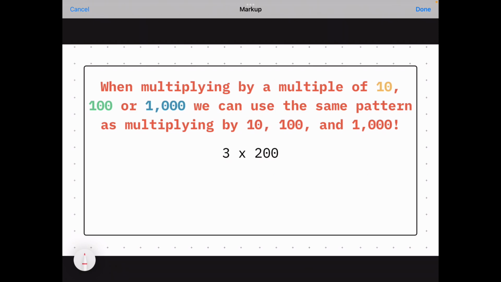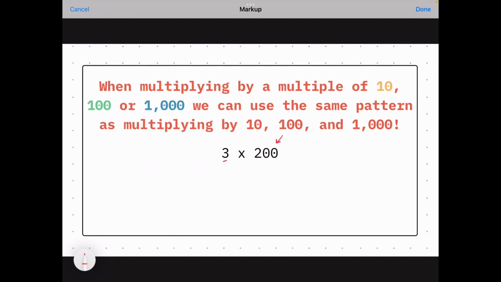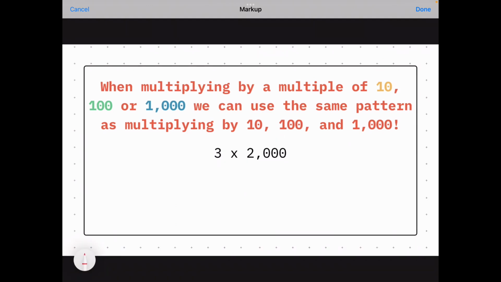3 times 200, 200 is a multiple of 100, so I can do my trick again. 3 times 2 is 6, and then I add 2 zeros. 2,000 is a multiple of 1,000, so I can do my trick again. 3 times 2 is 6, and this time I have 3 zeros to add on.